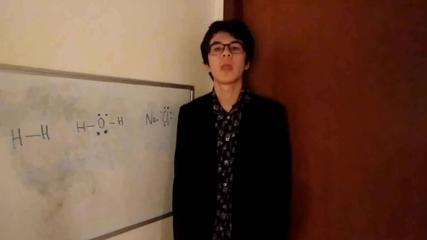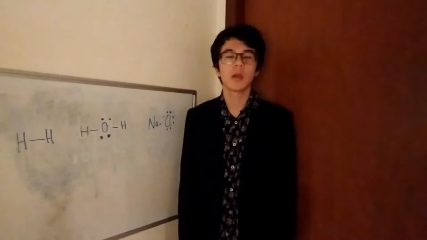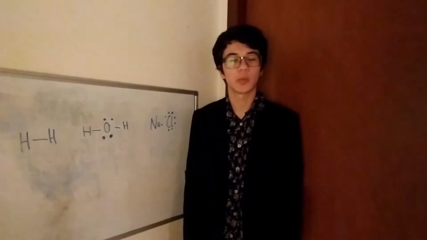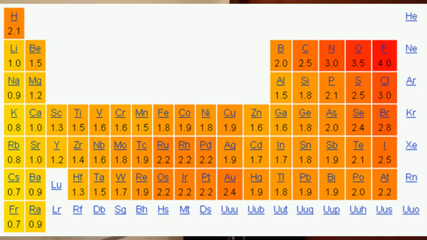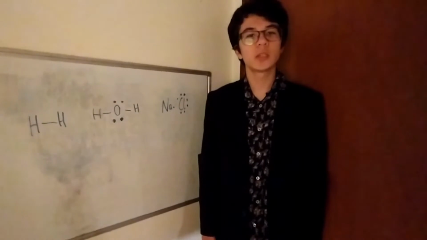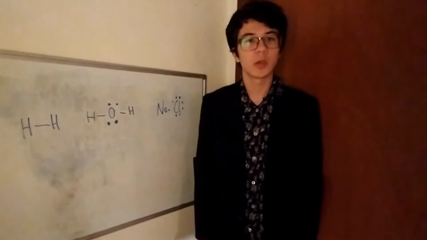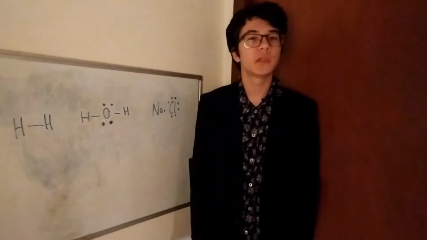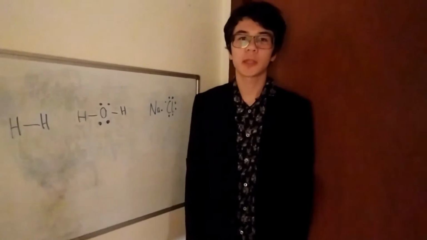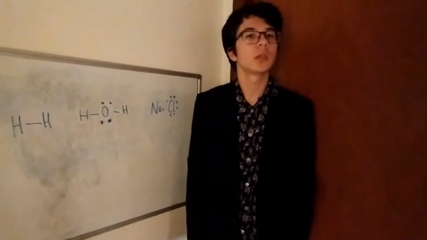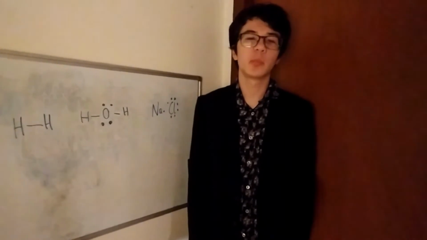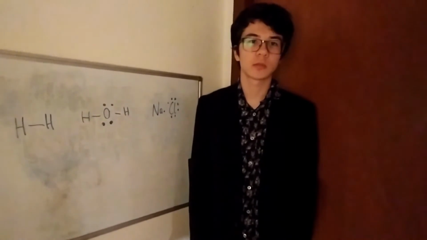Every atom on the periodic table has a range of attraction to electrons. As you go down the periodic table, it increases, and as you go across the periodic table, it decreases. This range is called electronegativity. The more electronegative an atom is, the more it attracts and uses electrons. This is what determines the type of bond between compounds.